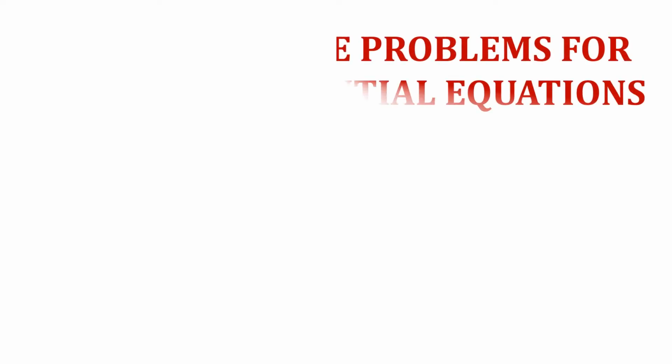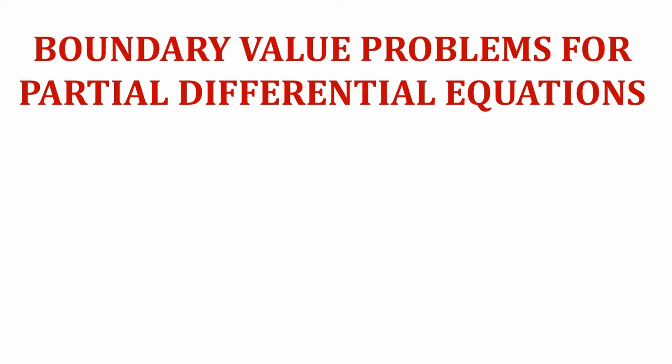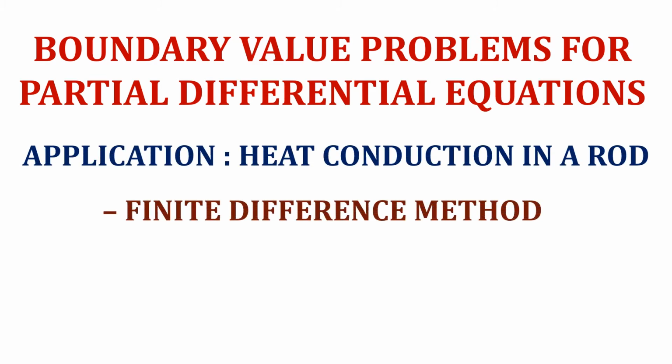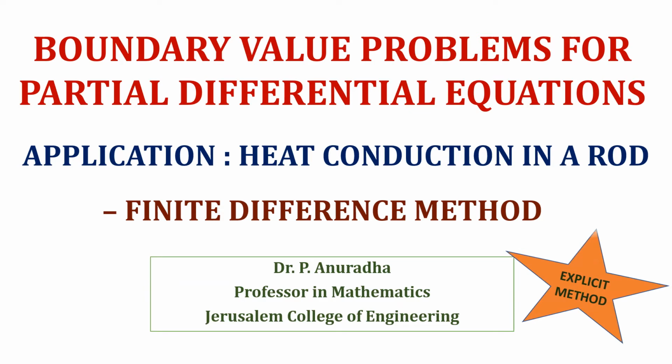Welcome back. This video is a continuation of the previous video on one of the applications of partial differential equations on heat conduction in a rod. Our aim was to find out the temperature at any point and at any time using the finite difference method. We had said that there are two methods. One is the explicit method and the other is the implicit method.